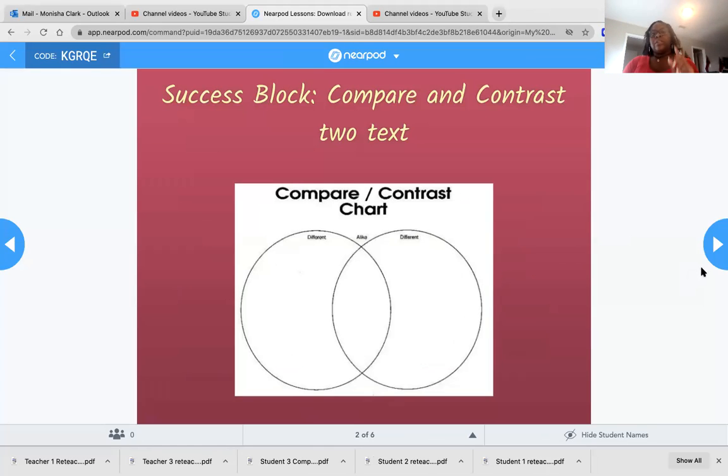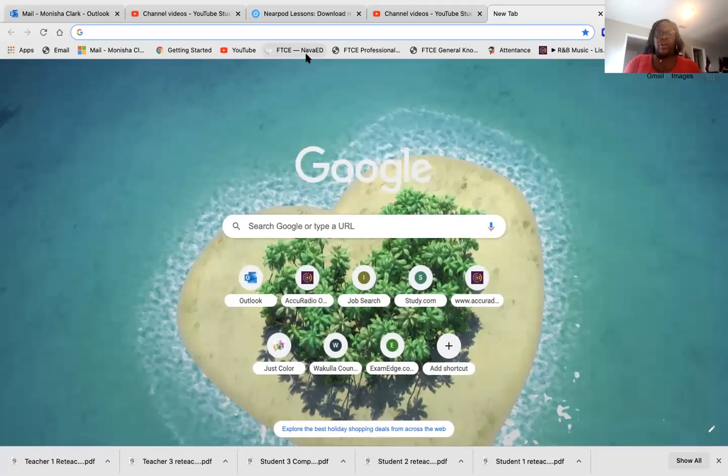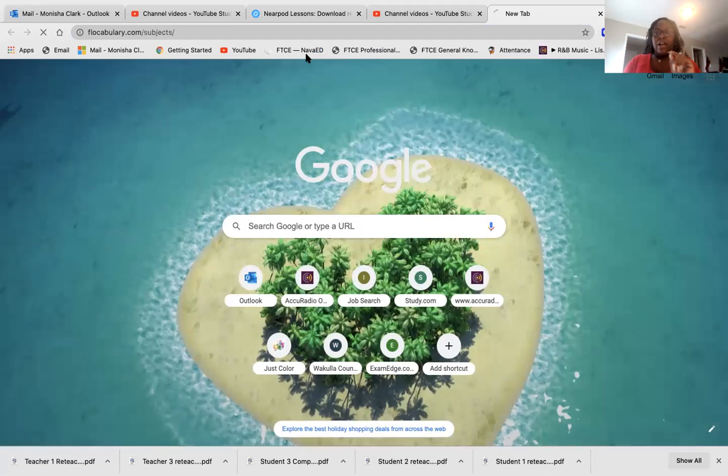So today we're going to compare and contrast two texts. The picture in front of you that you see is a Venn diagram. Oh, but before we get started, let's watch our vocabulary video on compare and contrast two texts.